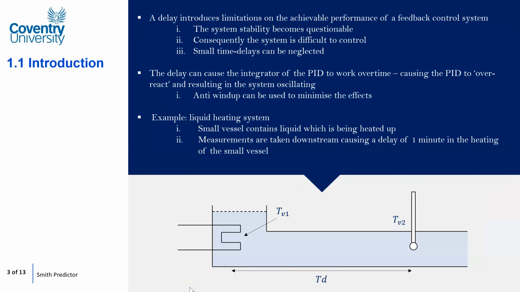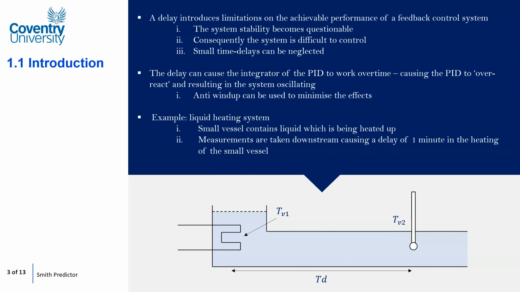So here we've got an example of a liquid heating system. We've got a small vessel that contains liquid, which has been heated up. We've got a heating element here and some form of temperature sensor here. And what we're saying is that it takes approximately a minute for the action that's taken here to be detected via the sensor. And you can see here I've denoted it TD, and that is your transport delay in seconds.